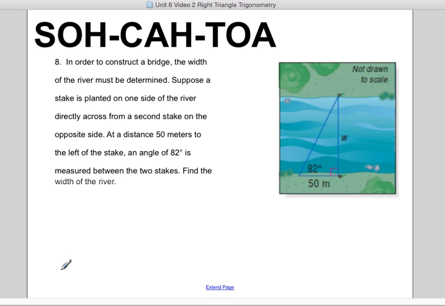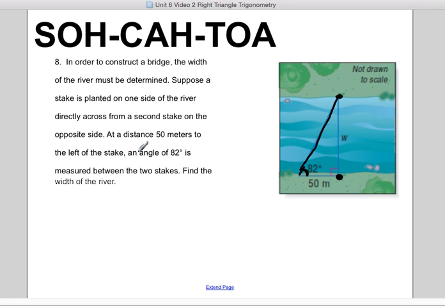Number 8. In order to construct a bridge, the width of the river must be determined. Suppose a stake is planted on one side of the river directly across from a second stake on the opposite side. So what they're saying is we have a stake here and we have another stake here. Okay, they're directly across from each other. Then at a distance 50 meters to the left of the stake, so that means they're walking to the left and they walk 50 meters, an angle of 82 degrees is measured between the 2 stakes when they're looking at this stake. And here, it's 82 degrees. Find the width of the river.